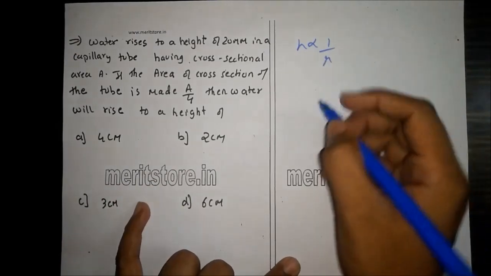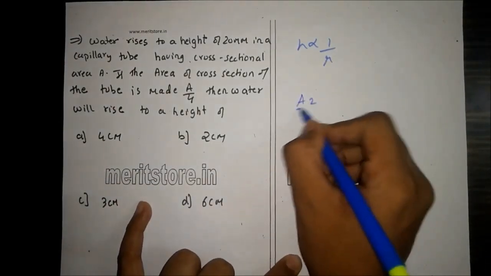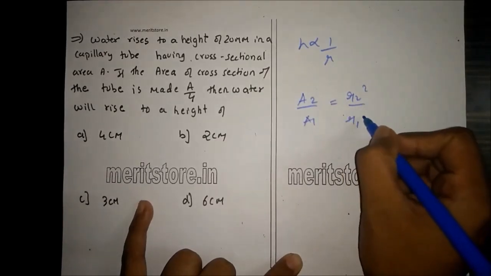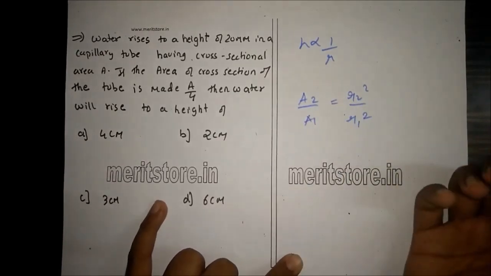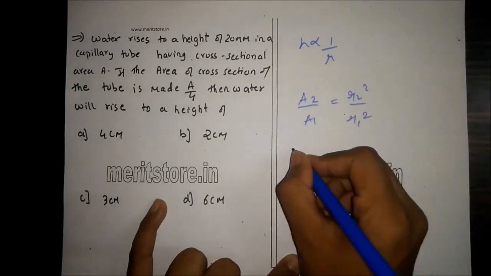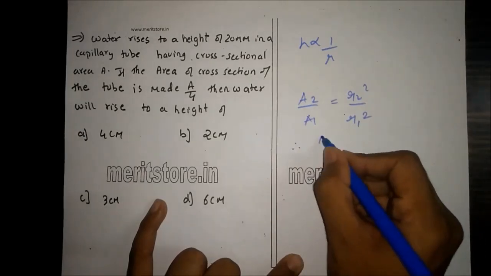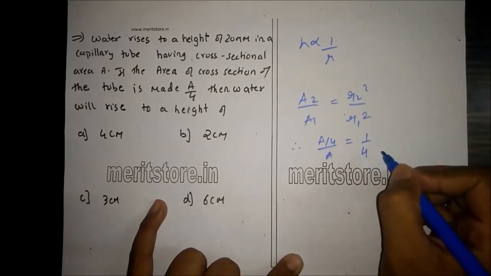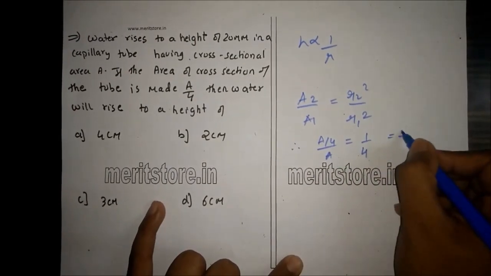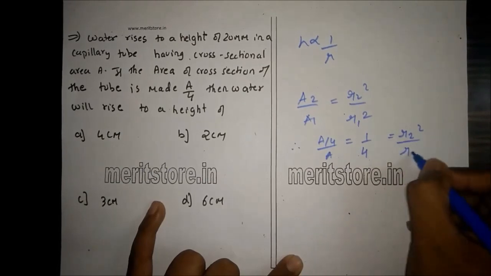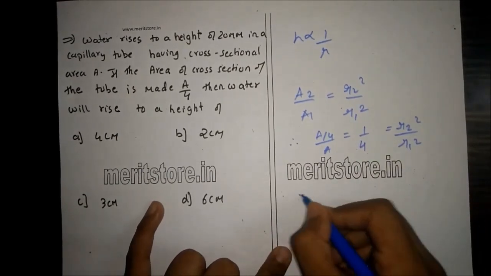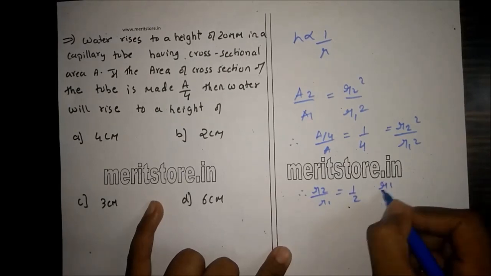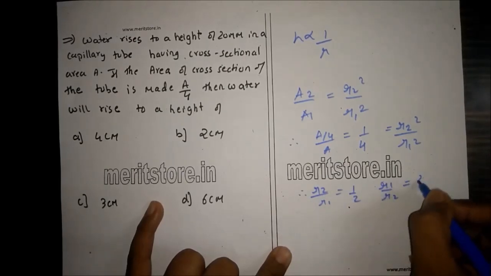Therefore, to find r, we'll first take area. A2 upon A1 will be equal to R2 square upon R1 square, since area is directly proportional to r square. It is given that area is equal to A by 4. Therefore, A by 4 upon A, which is 1 upon 4, is equal to R2 square upon R1 square. Therefore, R2 upon R1 will be half, and R1 upon R2 will be 2.